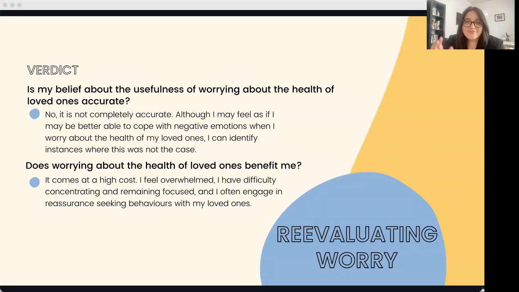Once we've gathered all of the available evidence, we're then able to weigh it and reach a verdict, if you will. And typically clients tend to reach two conclusions. The first is that their initial belief about worrying is a little bit more nuanced and perhaps not completely accurate. And also that the disadvantages associated with worrying typically outweigh those advantages.